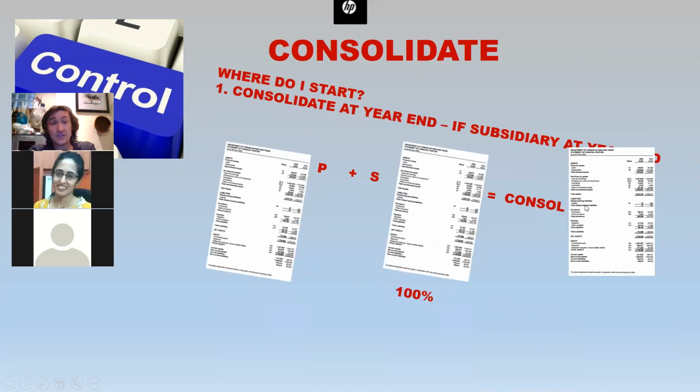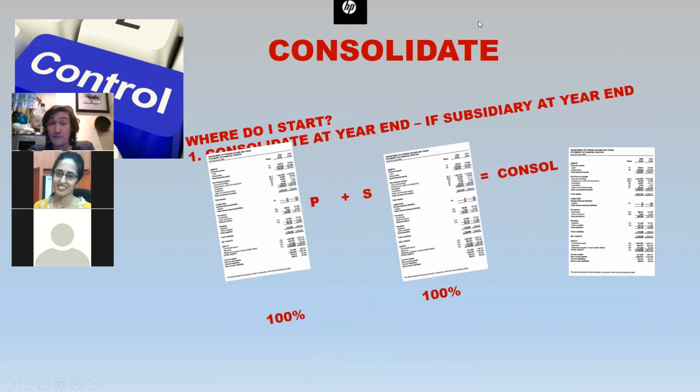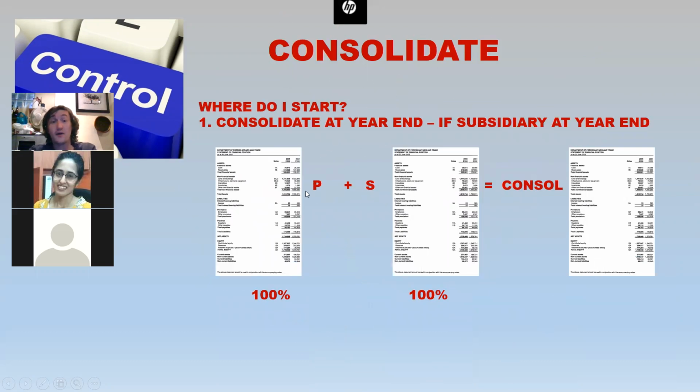So the question is, where do I start if I'm a parent and subsidiary? I start off by consolidating, knowing at year end, what am I? So my question will always be from a group structure: what am I at year end? If I'm at year end a subsidiary, I know I will consolidate, and I know it's 100% of the parent, 100% of the subsidiary, plus or minus pro forma journals, which only happen in the consolidated financial statements.